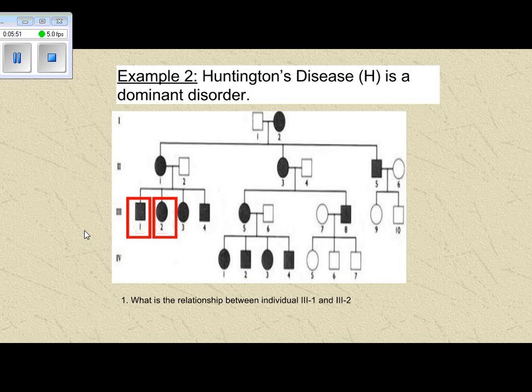And example 2 is going to be on Huntington's disease. I would recommend that you try this Huntington's disease example first, and then watch the next video to check your answers.